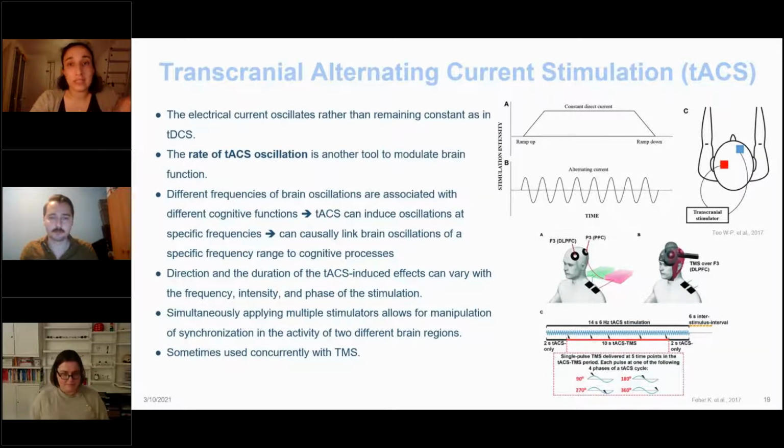So using tACS, we can induce those oscillations at specific frequencies, and we can also induce those oscillations at two different brain regions at the same time and see how this affects the performance in a task. And also there's a lot of research experiments that use both tACS and TMS at the same time.